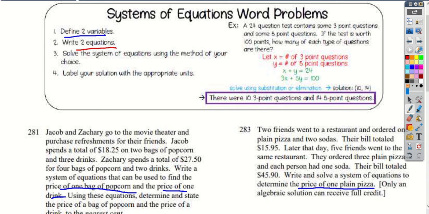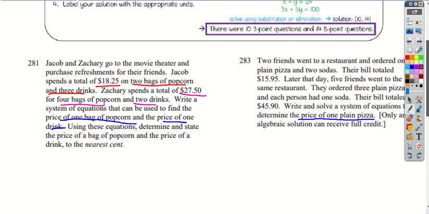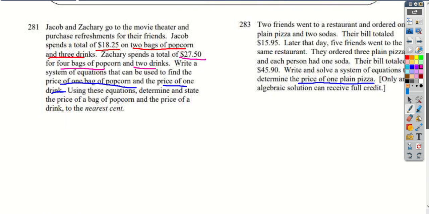Okay, so we want to make our two equations. And you can see the total is 18.25, and it's 2 bags of popcorn and 3 drinks. On the next line, you can see it's 27.50 for 4 bags of popcorn and 2 drinks. So I'll be able to make equations, and then I'll solve using either substitution or elimination. Make sure you plug back in, and then we'll state our answer by plugging back into our key.